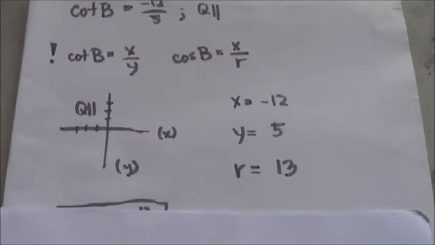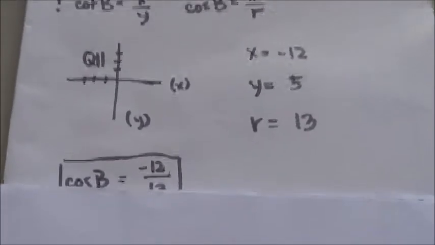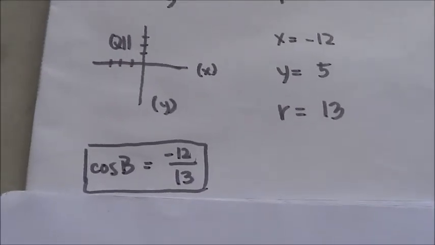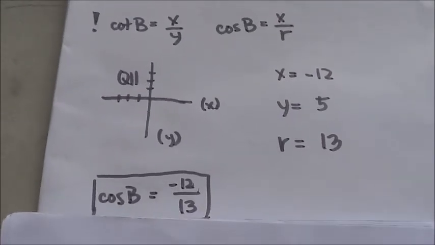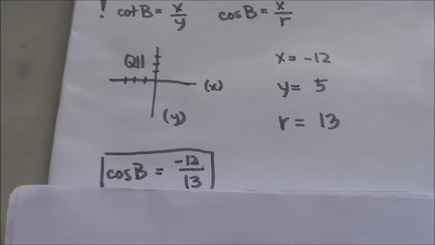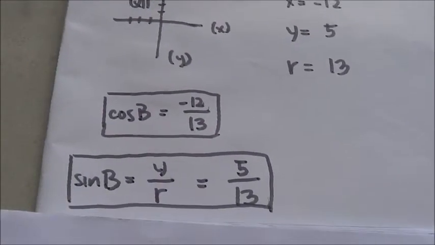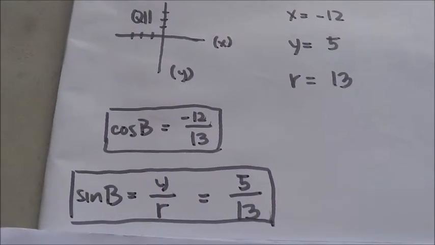So the value of cosine B now is equal to -12 over 13. And we also need the value of sine B. Well, sine B is just equal to y over r, and it is equal to 5 over 13.